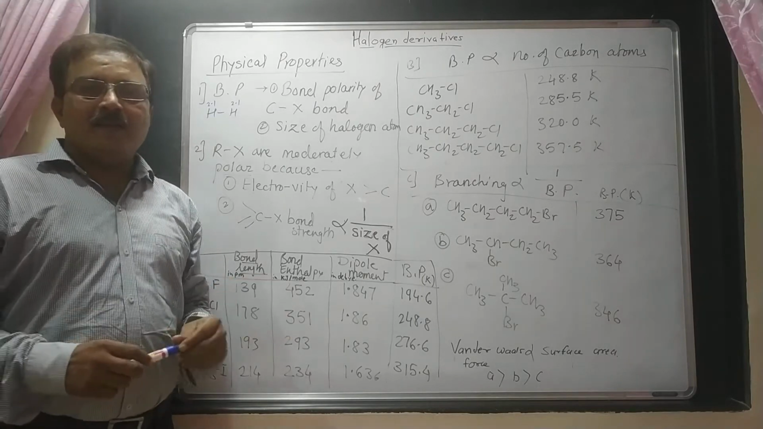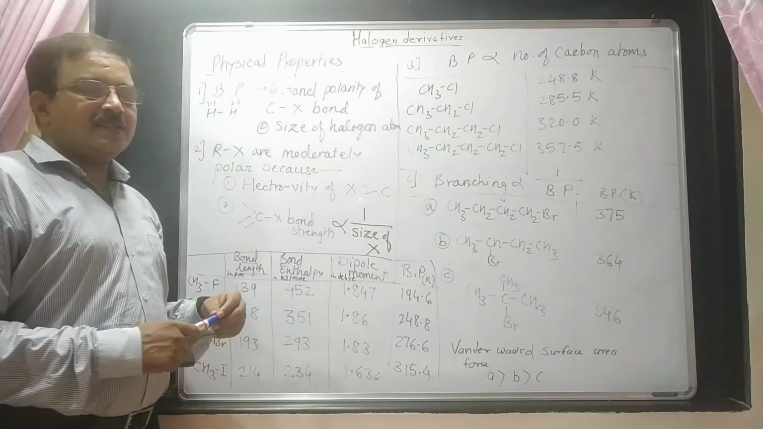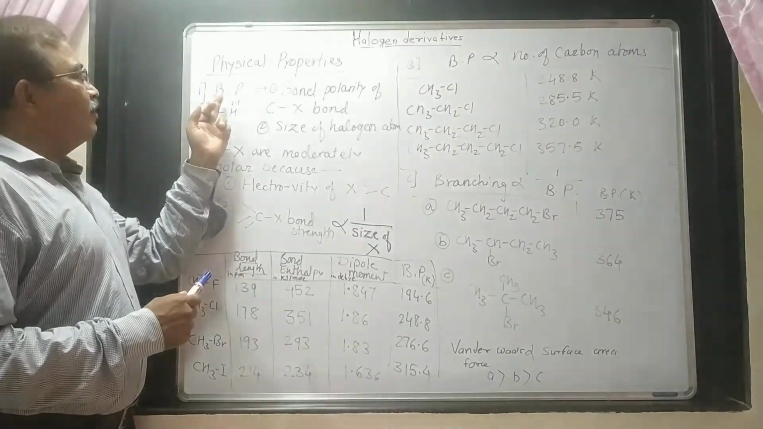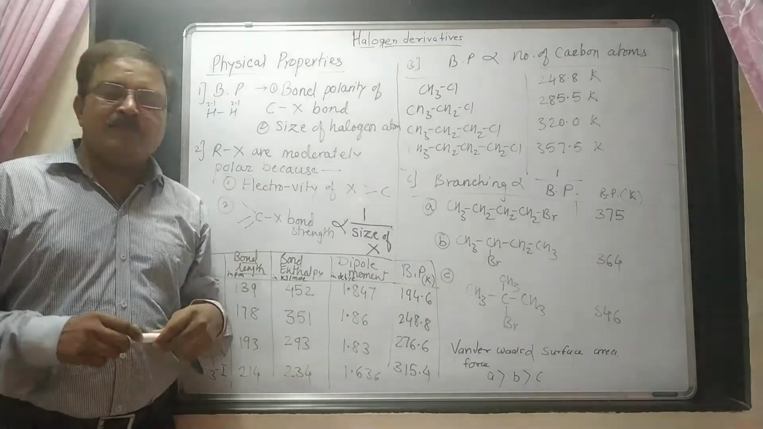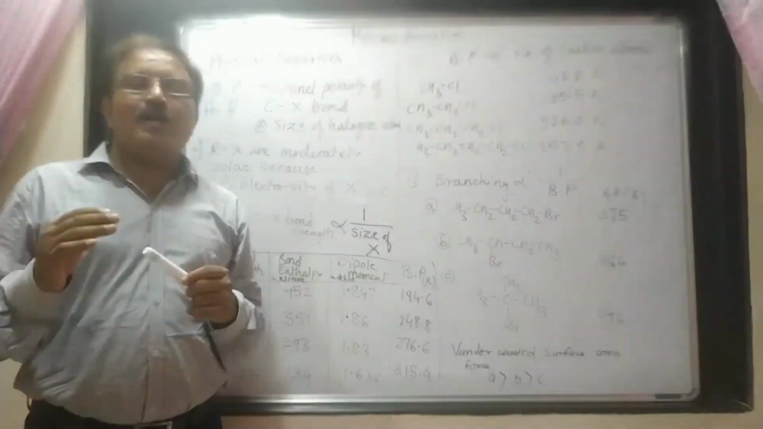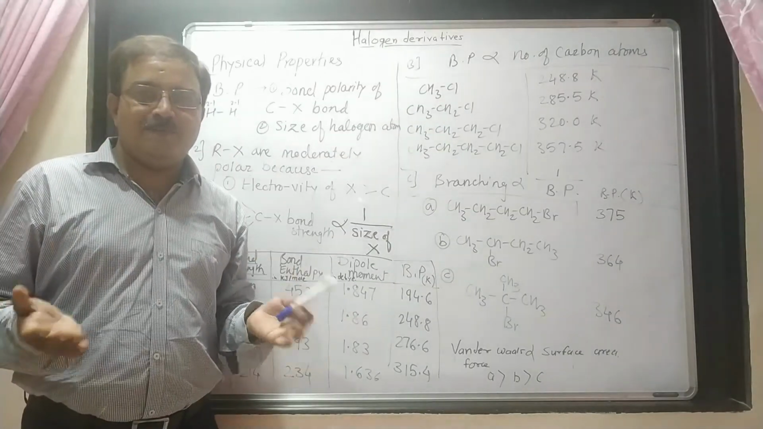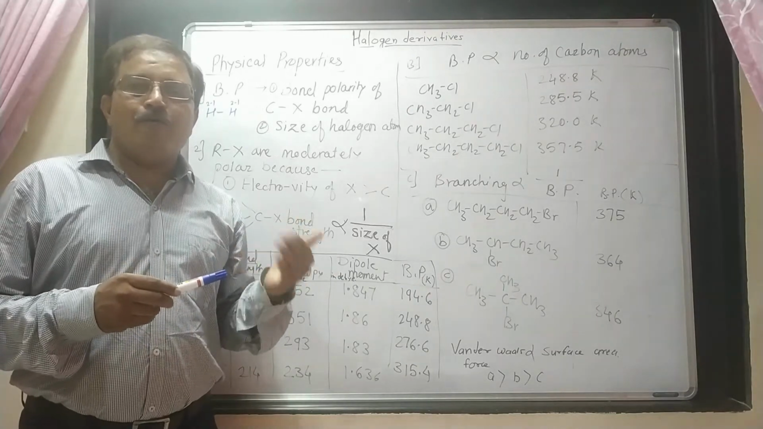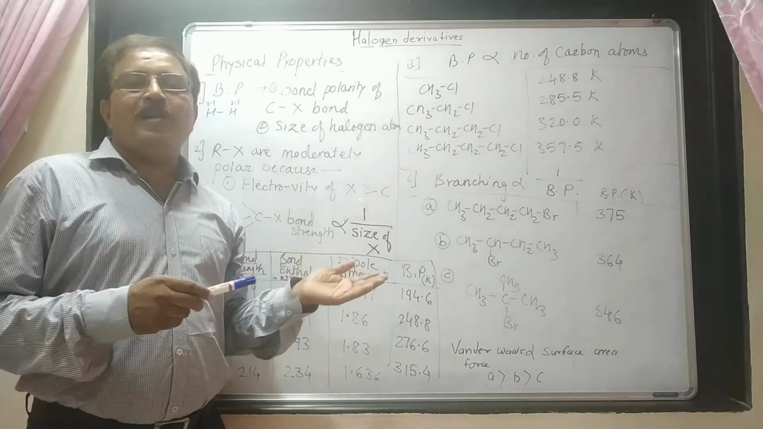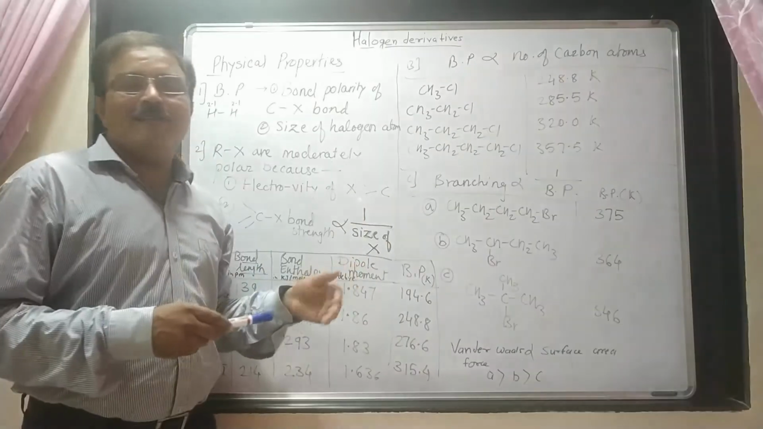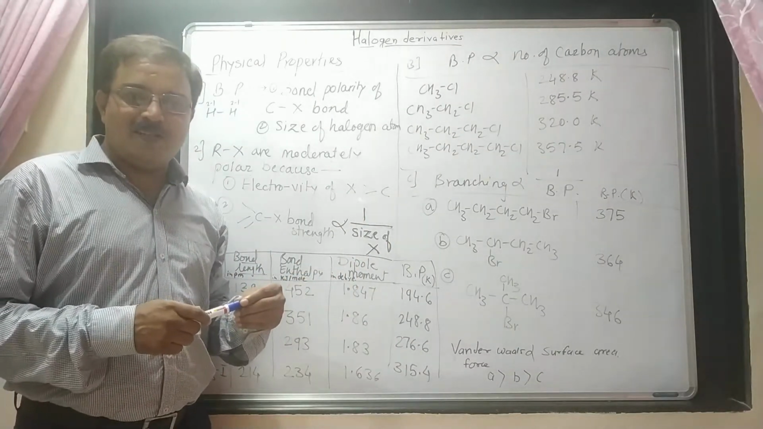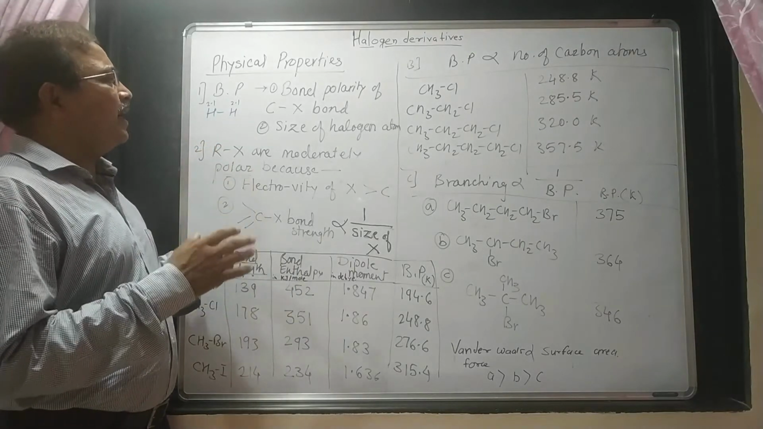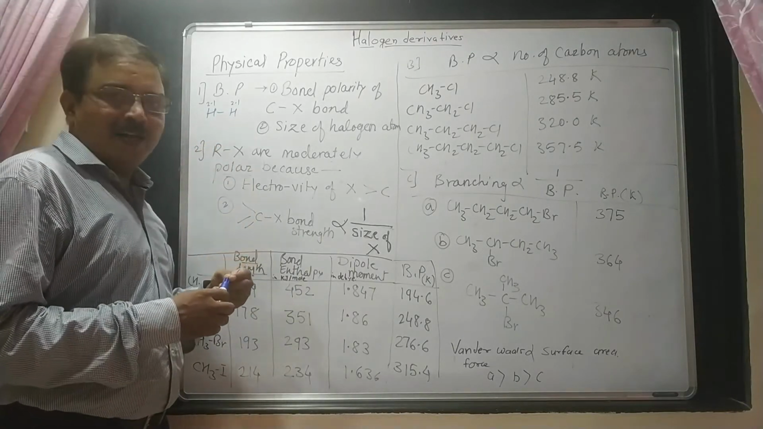Okay students, now we will start the physical properties of the alkyl halides. The first one is boiling point. First of all, let us try to understand what a boiling point is. The boiling point is the temperature where the vapor pressure of a given compound equals the atmospheric pressure. The boiling point of alkyl halides depends upon which factors, that we will try to understand first.